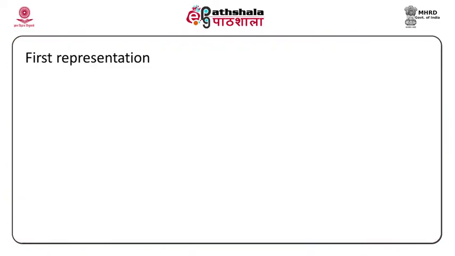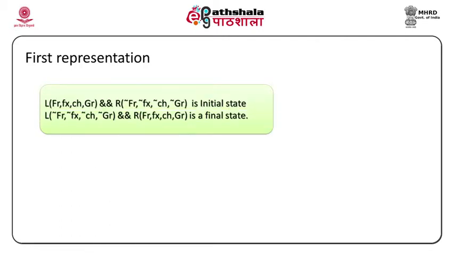The first representation. If you are not very good in mathematics, it probably looks a little hard to understand, but this is not so. Please try to understand. Let us look at the first representation: L, FR, FX, CH and GR. Farmer, fox, chicken and grain, all 4 of them on the left hand side. FR is farmer, FX is fox, CH is chicken and GR is grain. And on the right hand side you have tilde FR, meaning not FR, farmer is not there.